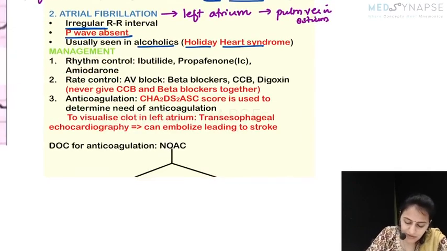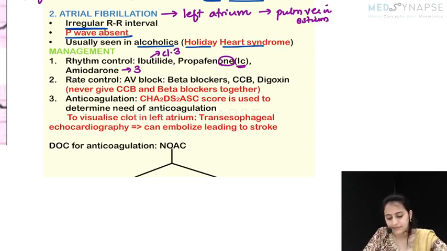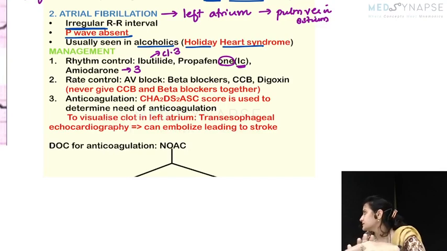So for rhythm control, we have ibutilide, which is what class antiarrhythmic? Class 3. Propafenone, class 1. And amiodarone, class 3. So for rhythm control, you have ibutilide, propafenone and amiodarone.